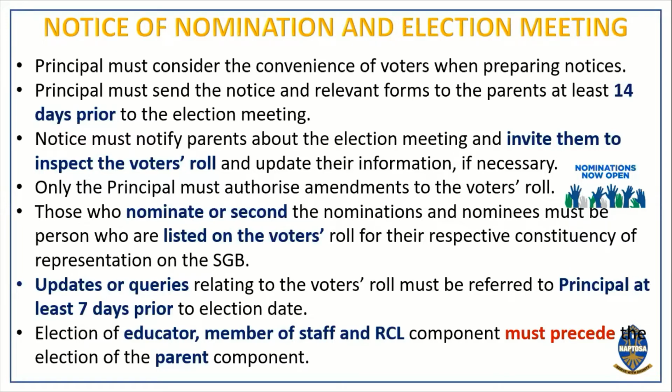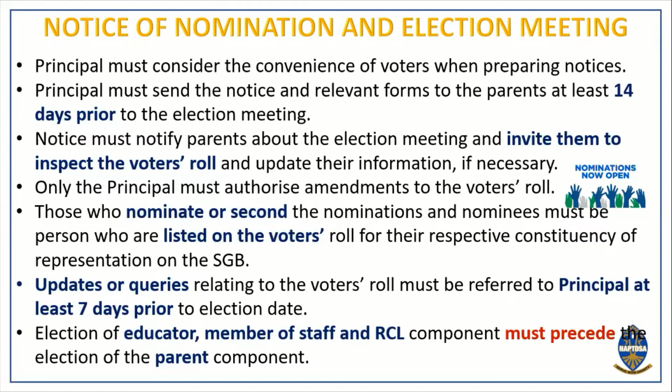All notices and forms, so those are nomination forms, must be sent to the parents at least 14 days prior to the election meeting. Okay, and when the notice goes out to parents, principals, you must also say they may come and inspect the voters' roll, because the voters' roll contains their information, and if the information is incorrect, they need to inform you, this information is incorrect, you need to update it. If there need to be amendments to the voters' roll, only the principal may authorize that.